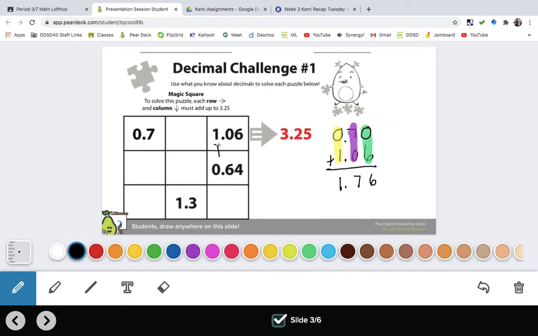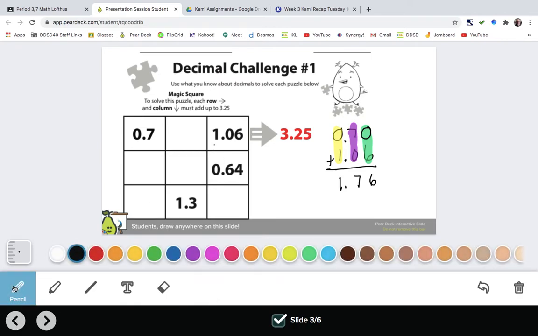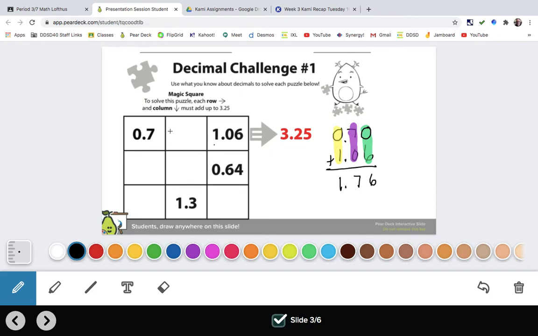So 1.76 goes right here. Again, this is optional. If you want to show that you understand this, this is a good way to do it. Another, I'll do this column.